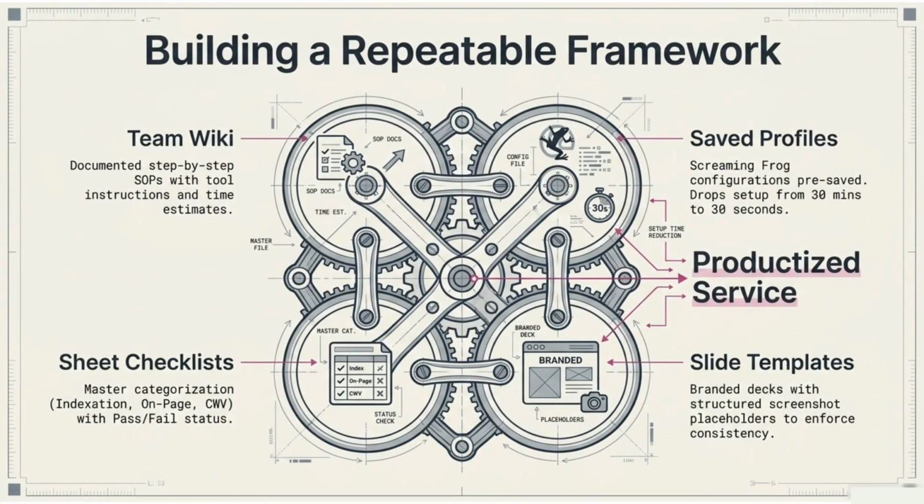Building a repeatable framework is key. This includes a team wiki with documented SOPs, saved profiles for tool configurations, sheet checklists for categorization, and slide templates with structured placeholders to ensure consistency. This leads to a productized service.